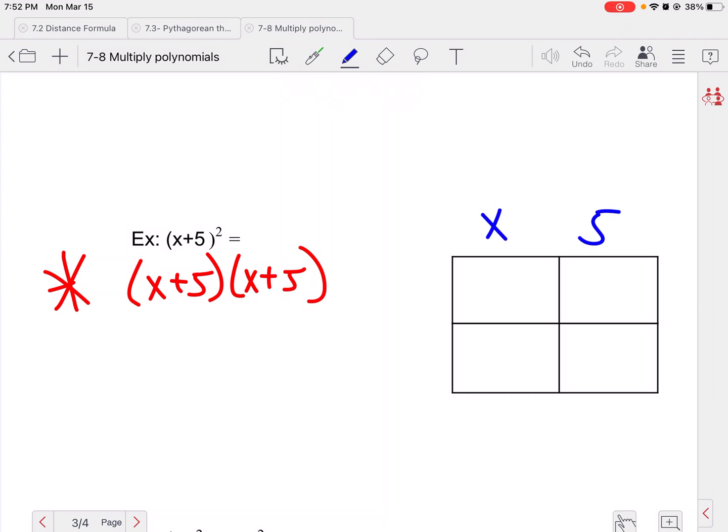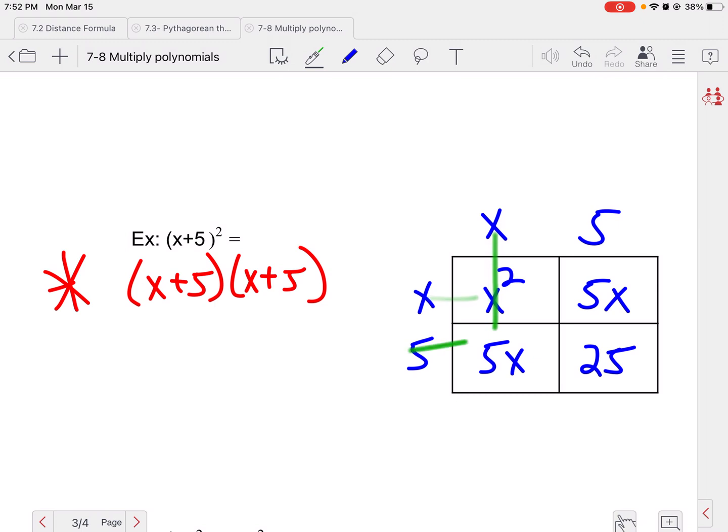So we have x plus 5 and x plus 5. So it's going to give us x squared, 5x, 5x, and 25. Again, we got these by multiplying the column and row that they belong in. So this is going to become x squared plus 10x, because 5x plus 5x is 10x, plus 25.